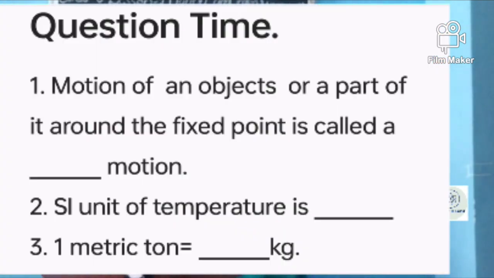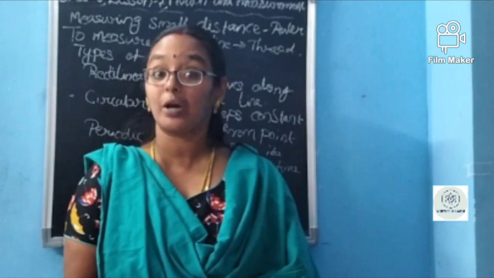Second one: the SI unit of temperature is dash. I have not explained, but you should know it. The third one: 1 metric ton is equal to dash kilogram. You have to search and find the answer.